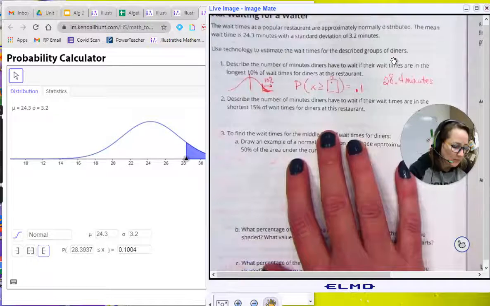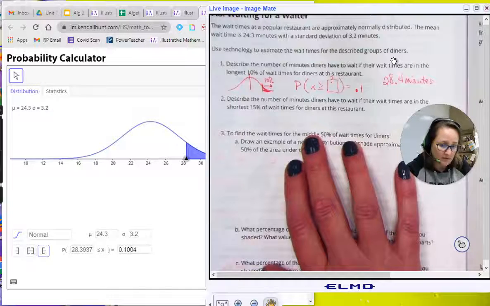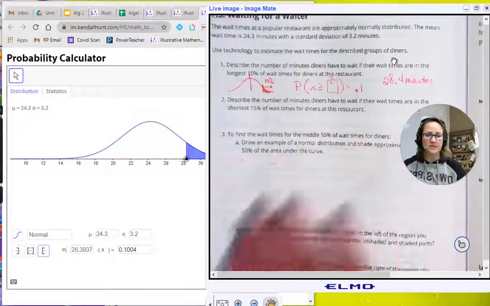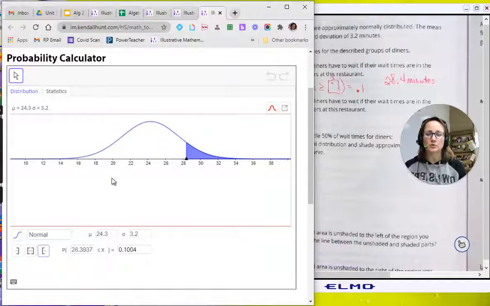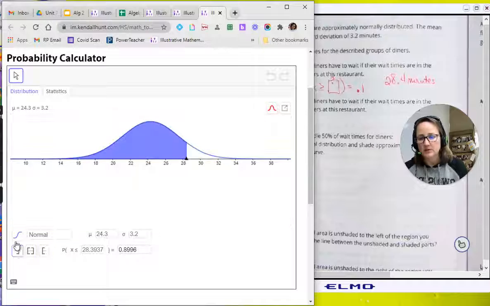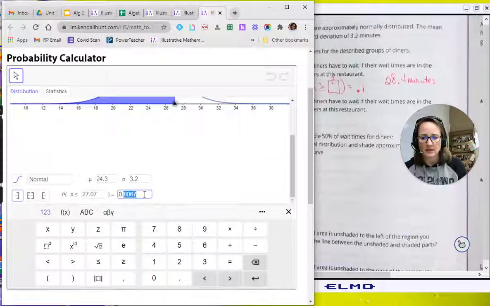Number 2, describe the number of minutes diners have to wait if their wait times are in the shortest 15% of wait times for diners in the restaurant. So again, I'm going back here, and now I want the shortest. So I want an amount and everything lower than that amount. So I want to use this first kind of cutoff. So I'm looking at an amount and lower. And again, I'm going to slide it. I am going to try this again because I thought it worked at one point.